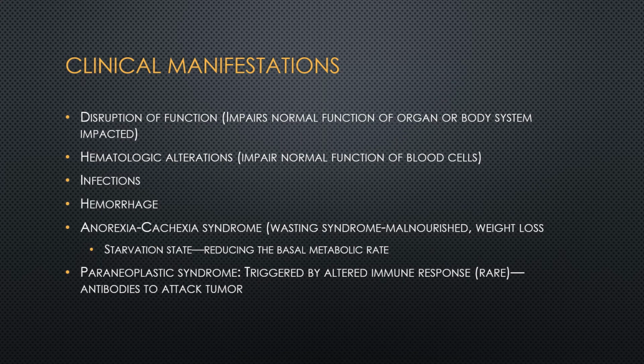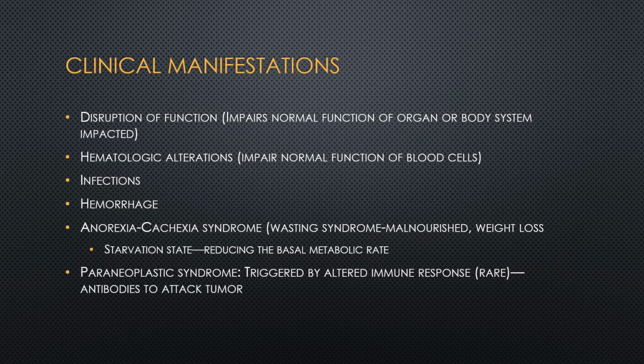Clinical manifestations are going to vary depending on where the tumor is, but there will be a disruption of function of whatever that area is. So it impairs normal function of the organ or body system. There may be hematological alterations because it impairs normal function of the blood cells. They may have frequent infections and hemorrhage. Anorexia cachexia syndrome is a wasting syndrome in which the person is malnourished with weight loss. They may even look like they're in a starvation state, and they have a reduction in their basal metabolic rate.